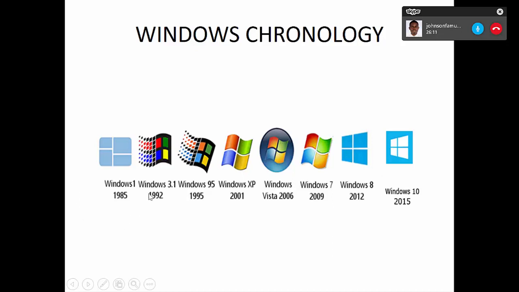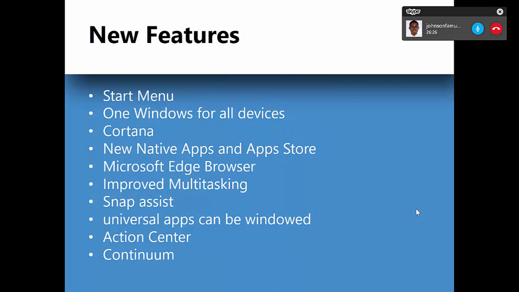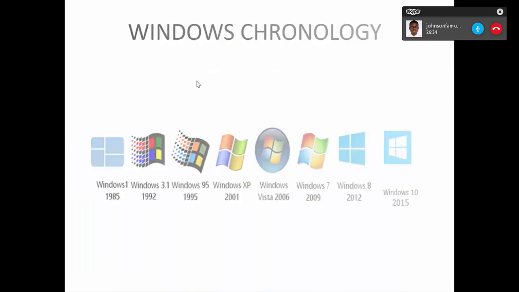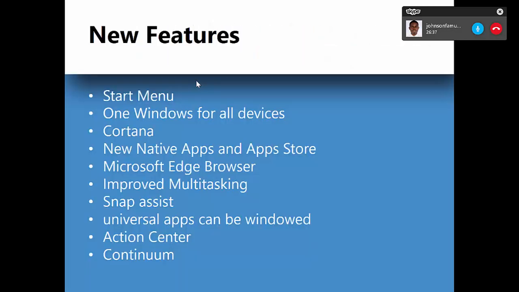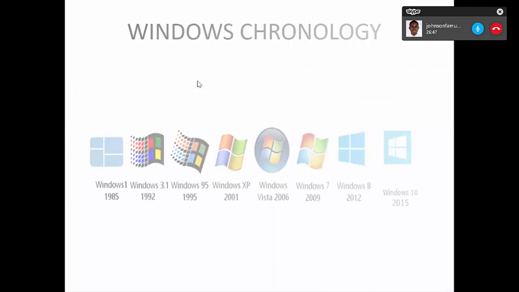3.1 in 1992, Windows 95 in 1995, up to Windows 10 that was launched in 2015. Then the next slide, the first slide now, I talked about the history again and tried to break everything down, and we look in depth into all the Windows that have been produced by Microsoft.